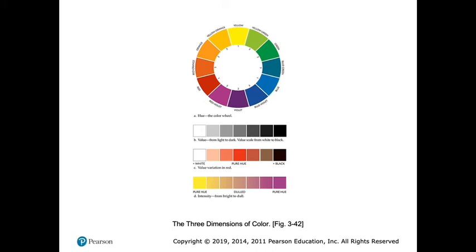Remember, all of the number ones are primary colors. Number 2s are secondary colors. When we are talking about the color scheme, we are talking about different colors. For example, the colors that are very close to each other, we call analogous colors.